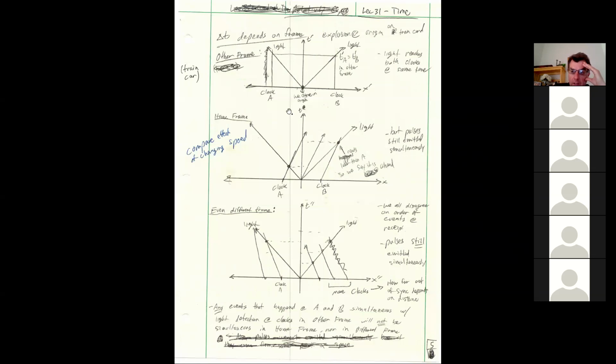I don't know how to answer that question because no material object, no object that has mass, could reach light speed. It would take an infinite amount of energy in order to reach light speed.